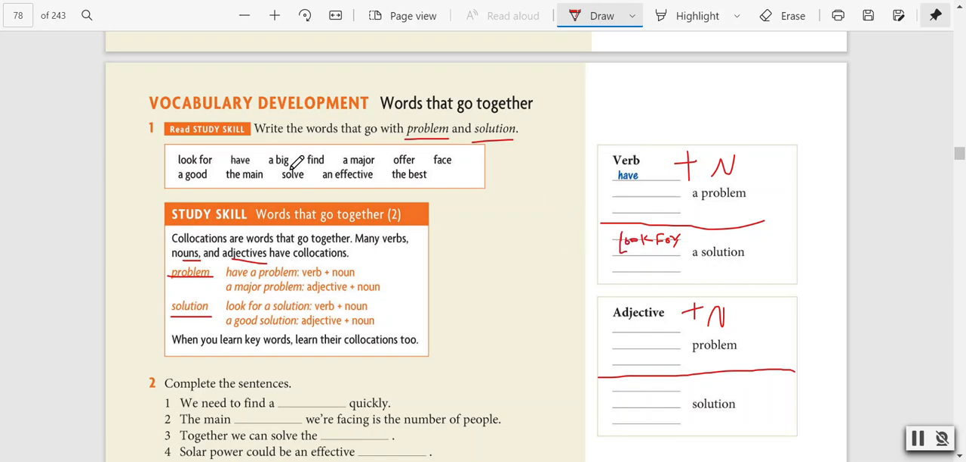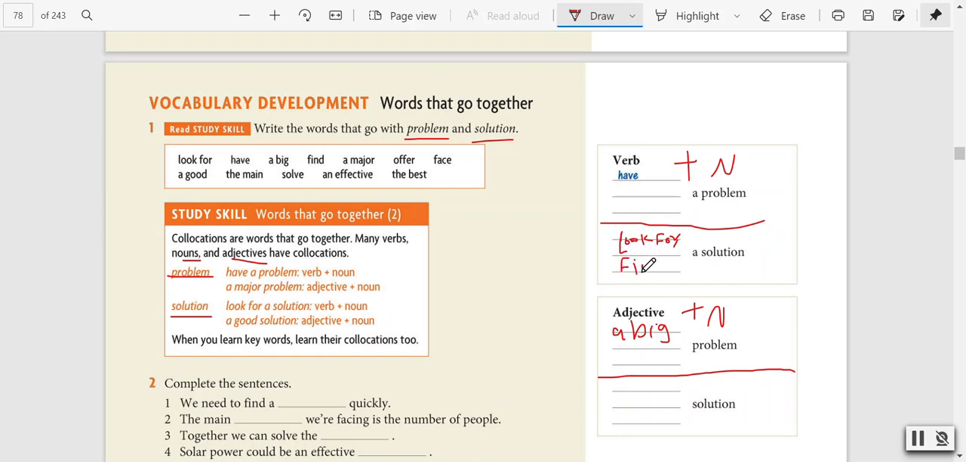And a big. We have a big problem. Of course, big, it's an adjective. A big problem, which is an adjective. And we have find. Find what? We can find what? Find a solution. Find, it's a verb. Okay, be careful.